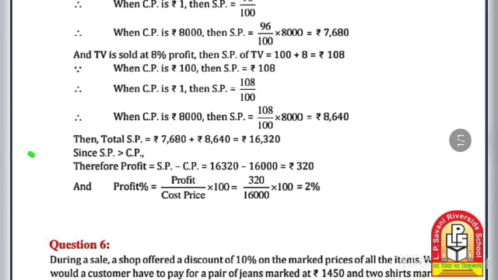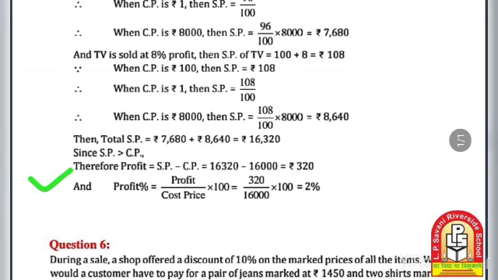Then the total SP is equal to 7,680 plus 8,640, that is 16,320. Here SP is greater than CP, the selling price is greater than the cost price, so there is profit. If the cost price is greater than the selling price, that is a loss. Here we got a profit. How much profit? Let's find it.